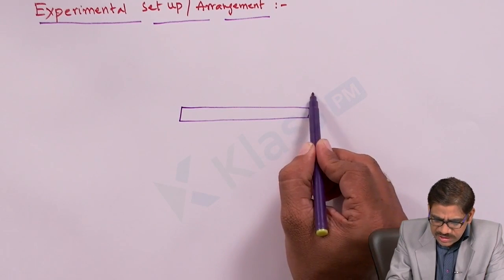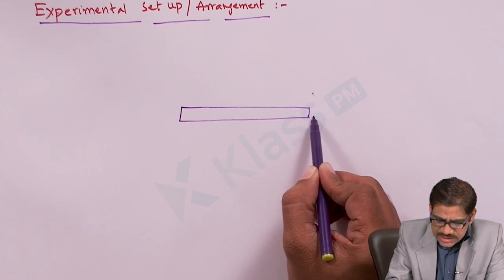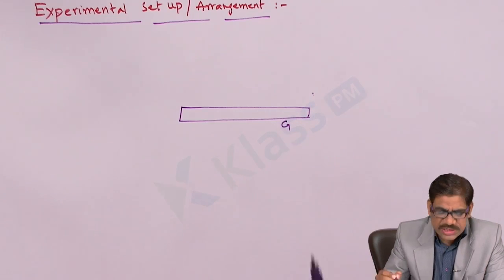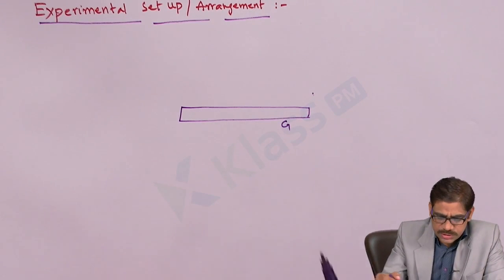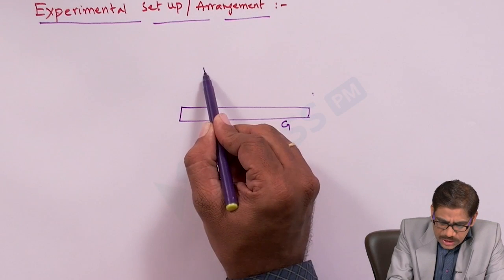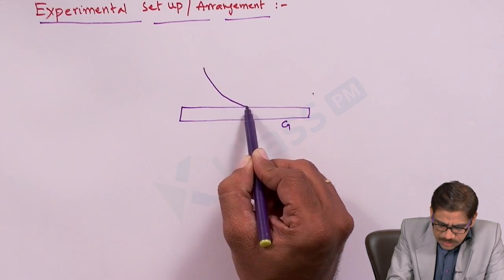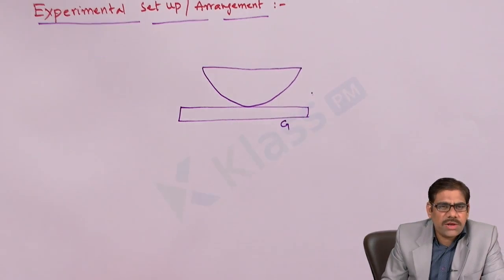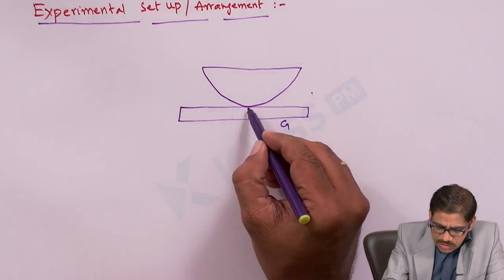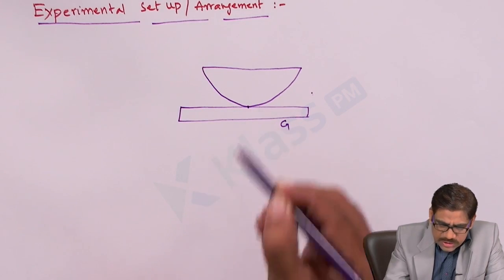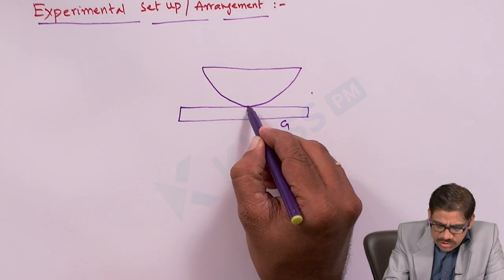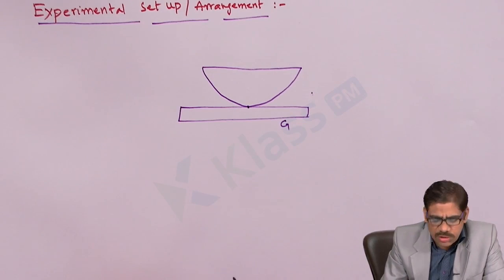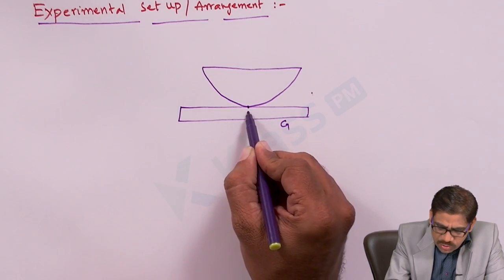Let us consider this glass plate as, say, G. G is supposed to be the plain glass plate. You have a convex lens, a plano convex lens. Let us consider this is the surface of the plano convex lens. Now we are talking about this point. At this particular point of contact, the thickness is supposed to be 0. Let us call this point O.